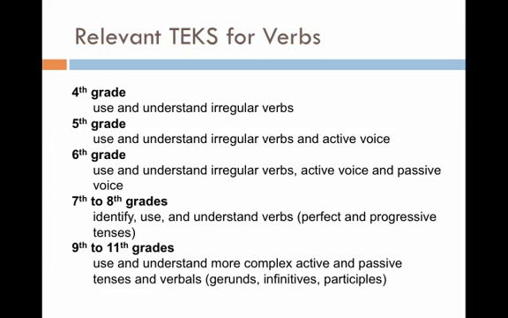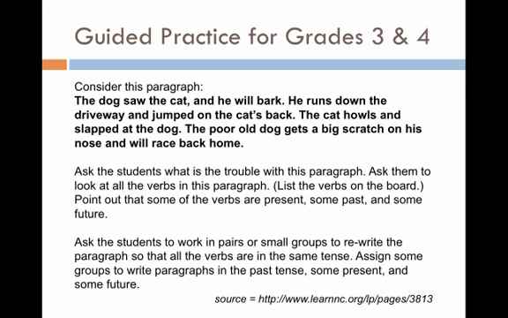Then in 7th and 8th grade, here's where being able to locate a verb in a sentence might start to be more important. They have to identify verbs, including perfect and progressive tenses. High schoolers, more complexity, and we're also dealing with verbals, which we haven't discussed yet, we will, gerunds, infinitives, and participles. This is an example of guided practice according to the web source, which you'll see here.